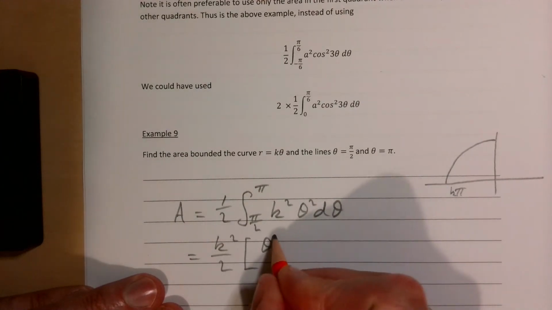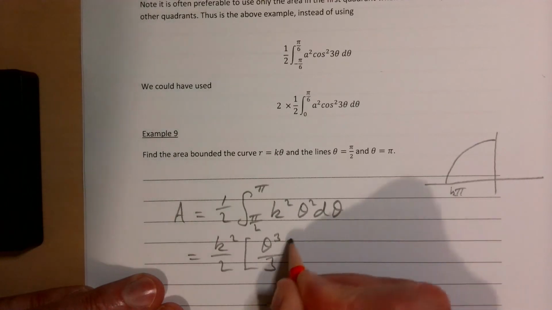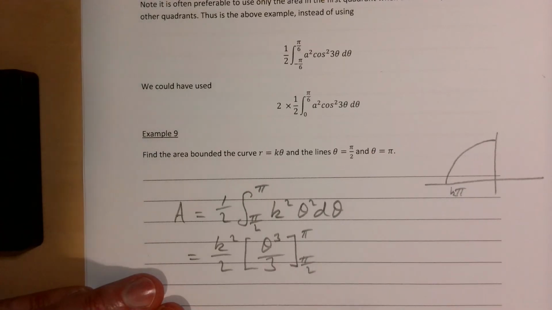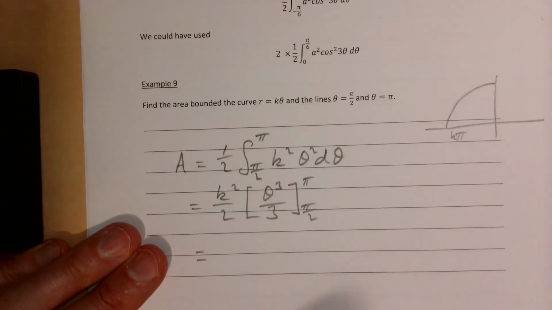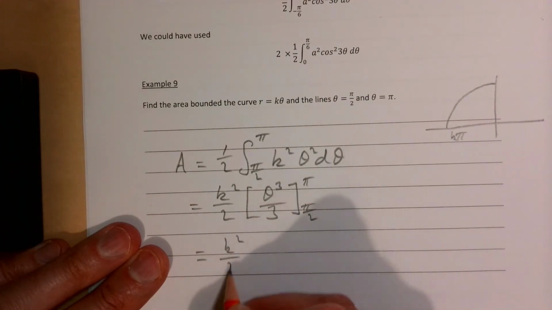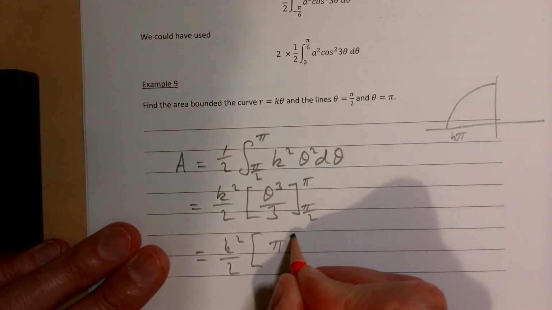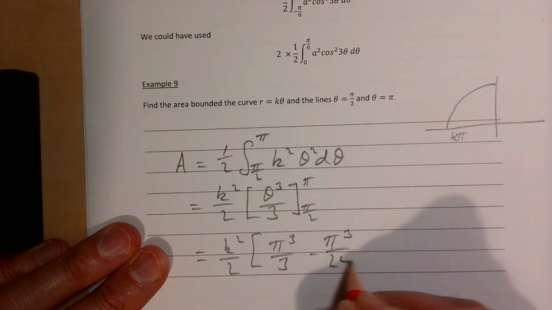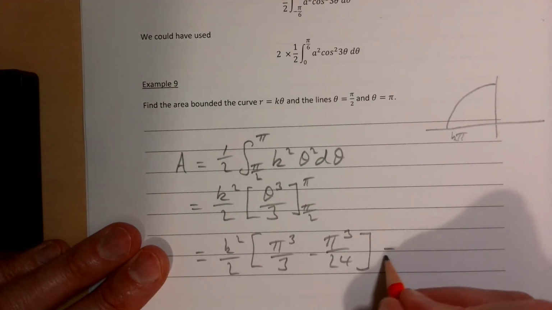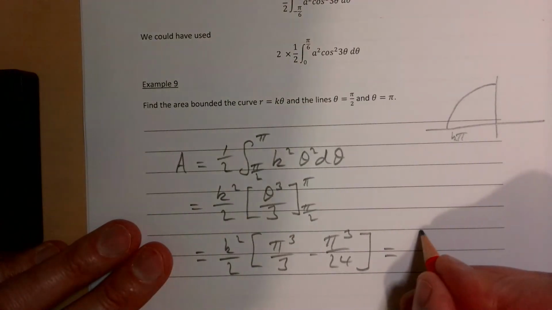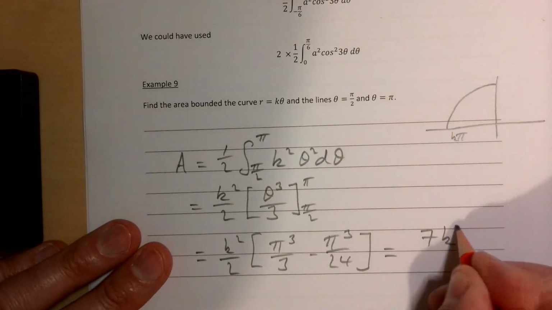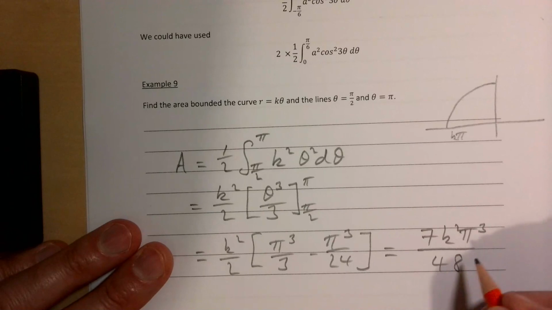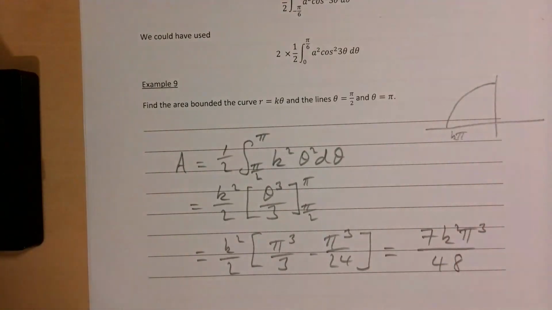upon theta cubed, add 1 to the power, divide by the new power, in between pi and pi over 2. That gives us k squared over 2 upon pi cubed over 3 minus pi cubed over 24. And you can either do your sums or take my word for it, but that's going to give us 7 k squared pi cubed all over 48. So that's the area then of this particular shape here.